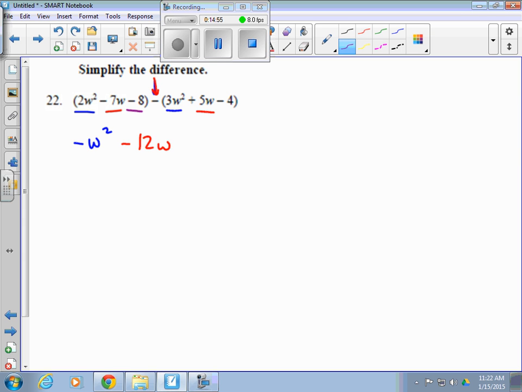And the last one, negative 8 minus, again, negative 4. Negative 8 minus a negative 4 means plus 4. Negative 8 plus 4 is minus 4. Negative w squared minus 12w minus 4.